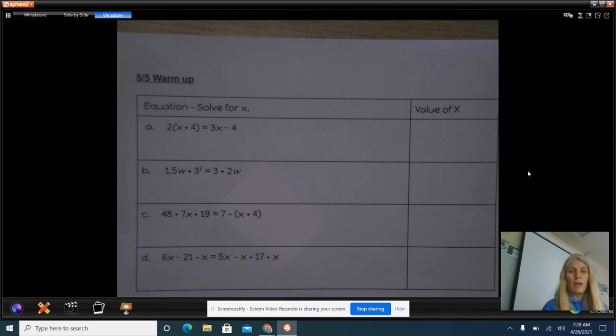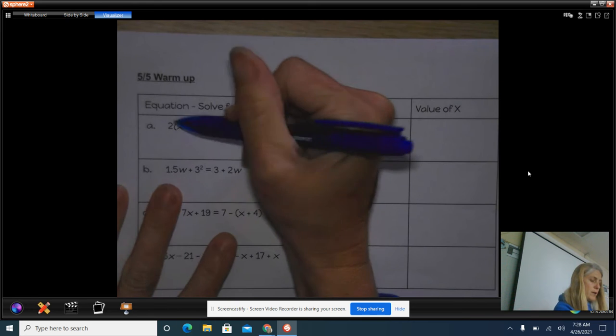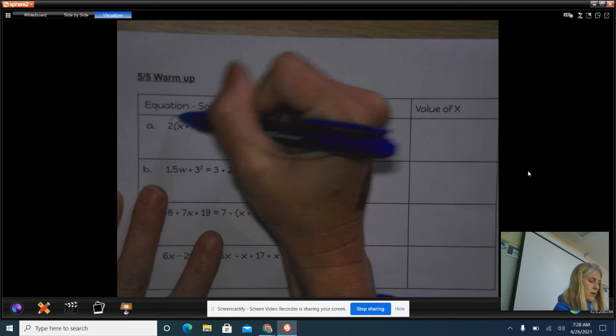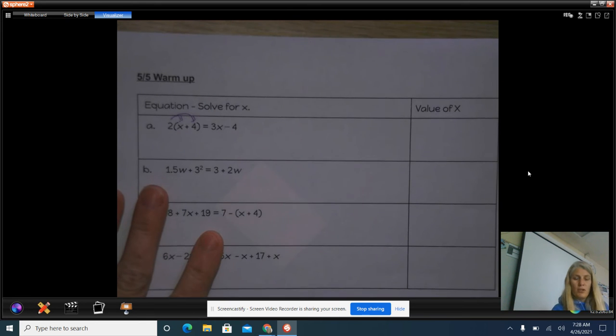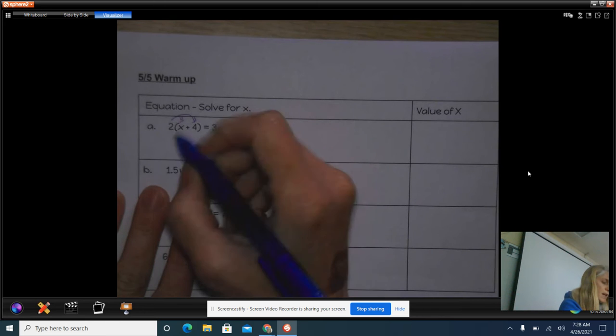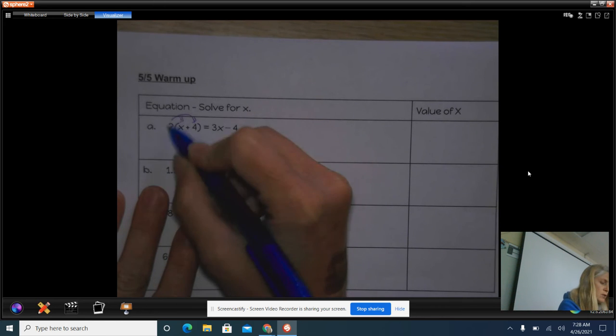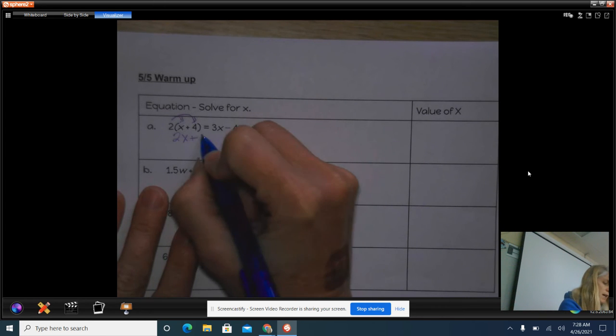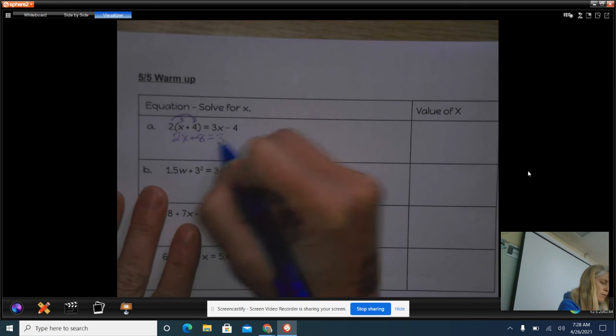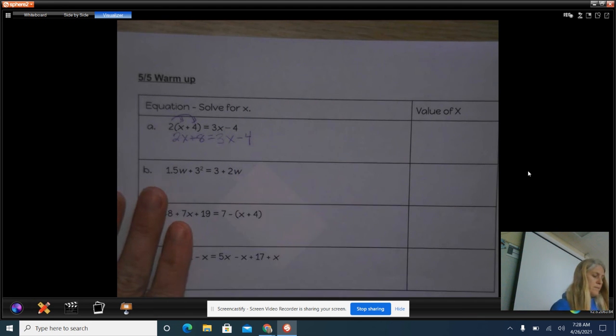So for our warm-up today, we're going to go ahead and solve for x. So for letter A here, we're going to go ahead and distribute that 2. So 2 times x is 2x. 2 times 4 is positive 8. And that's equal to 3x minus 4.